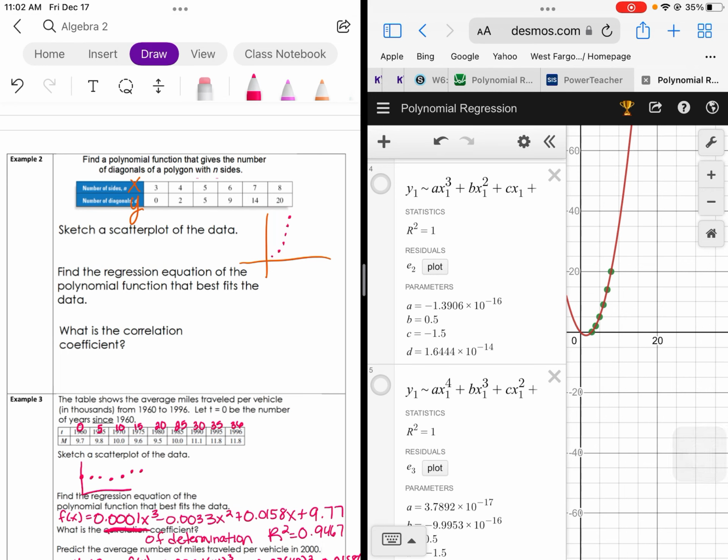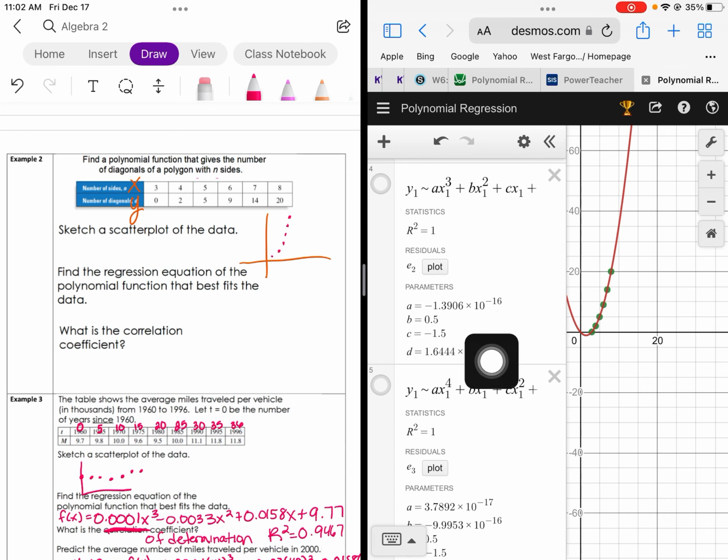After finding the R-squared value, the next thing I look at is the A value. For this particular example, if you look at this A value, I have a negative 1.3906 times 10 to the negative 16th. When you see something like this, it's in scientific notation, which means this A value actually has 16 zeros before the 1.3906. It would be 0.0000000000000001 3906. And if you were to round that number with 16 zeros behind a decimal, it would round to just 0.